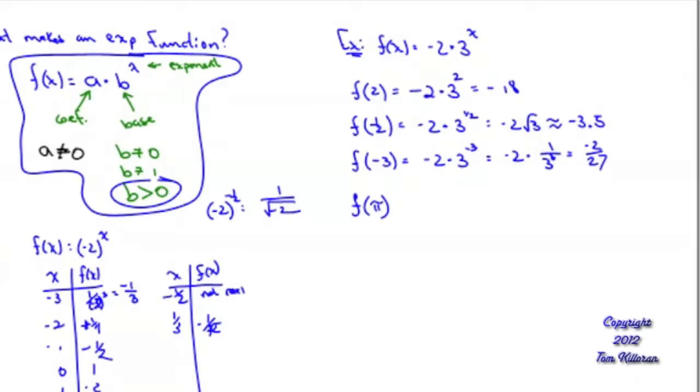Now, what if I want f of pi? Can you do this by hand? No. Calculator comes in very handy here. This would be negative 2 times 3 raised to the pi power. Now, unlike a rational exponent, which we can define with radicals, this is an irrational exponent. We can't define it with radicals. So we're making a huge assumption that we can take two rational expressions and squeeze in pi.